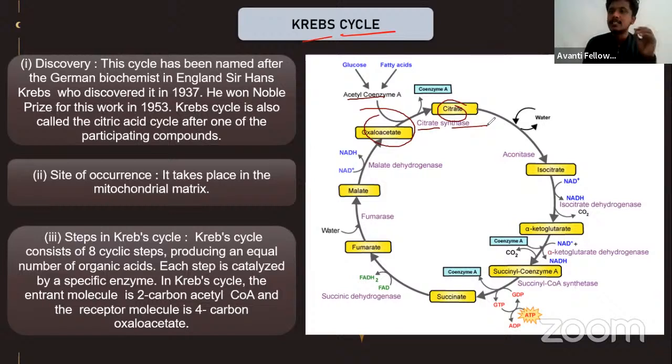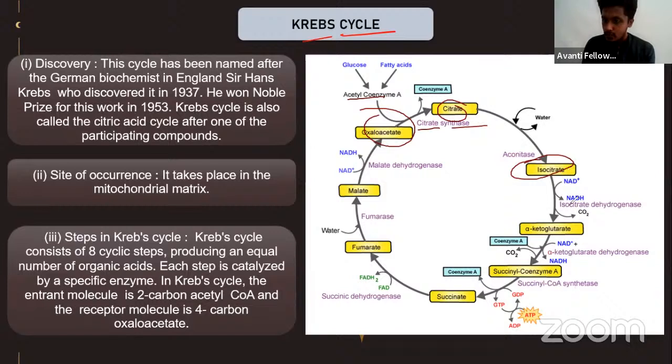Citrate is the starting material for the Krebs cycle. To get the starting material, we should already have oxaloacetate and acetyl CoA. We understood how we get acetyl CoA: pyruvic acid is converted into acetyl CoA. Now oxaloacetate plus acetyl CoA will give us what? It will give us citrate. Now, citrate is converted into isocitrate, which is an isomerization reaction.